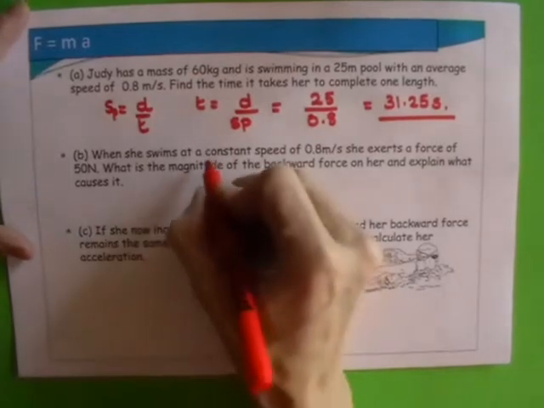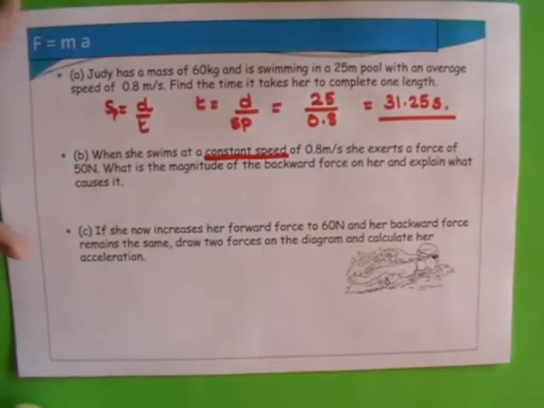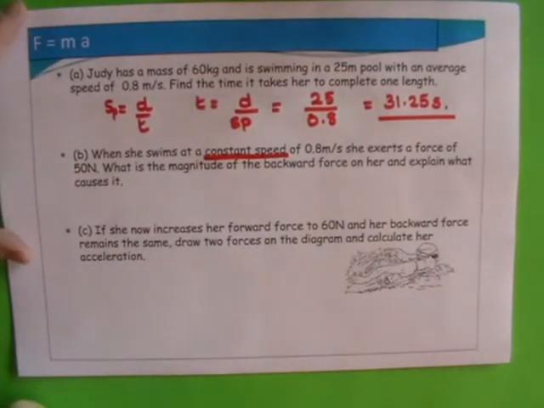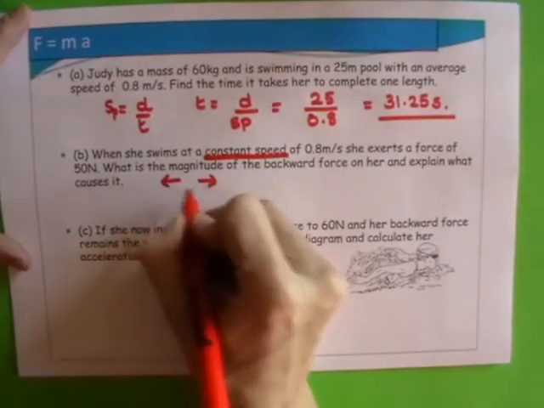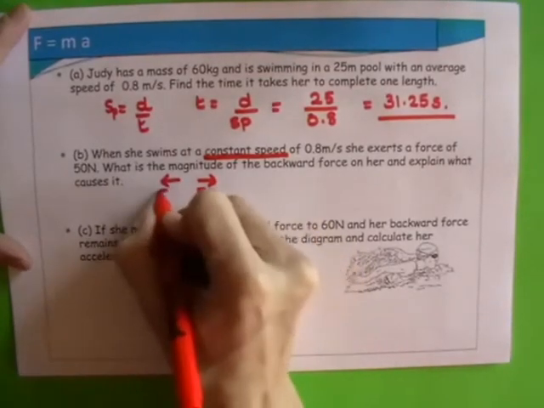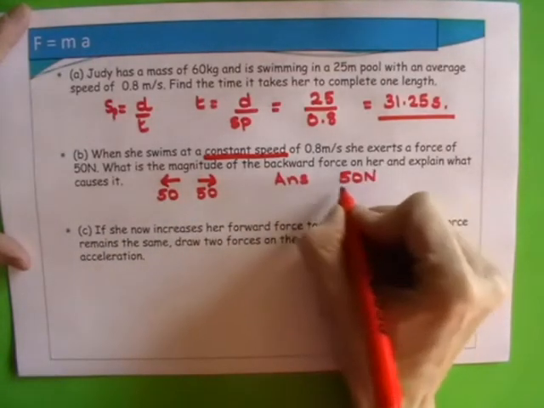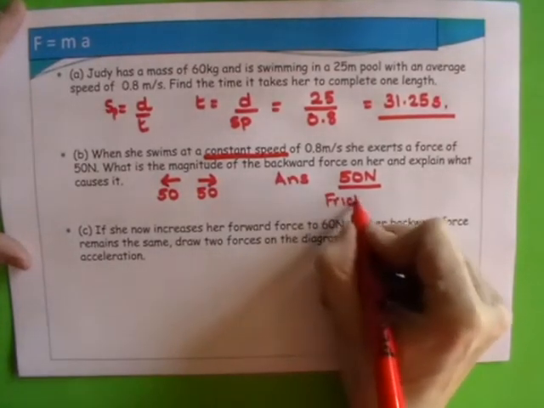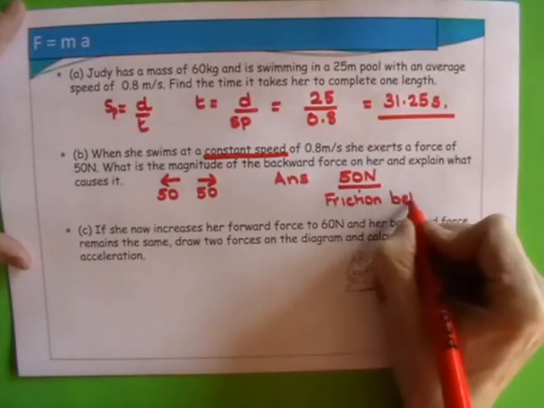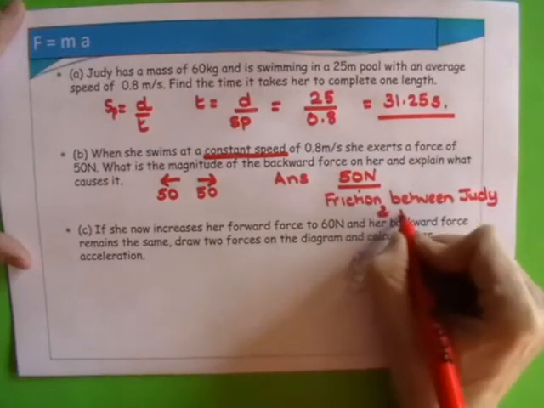When she swims at a constant speed, so the minute you see constant speed, you're looking for Newton's first law, which is a law of balanced forces. She exerts a force of 50 newtons. What is the magnitude of the backward force on her, and explain what causes it? So we're talking about law of balanced forces. So if you have 50 forward, you also have 50 back. And so the answer is 50 newtons backwards. And what's causing it? Well, obviously there's friction between herself and the water. So you'd need to say between swimmer, or between Judy, and the water.